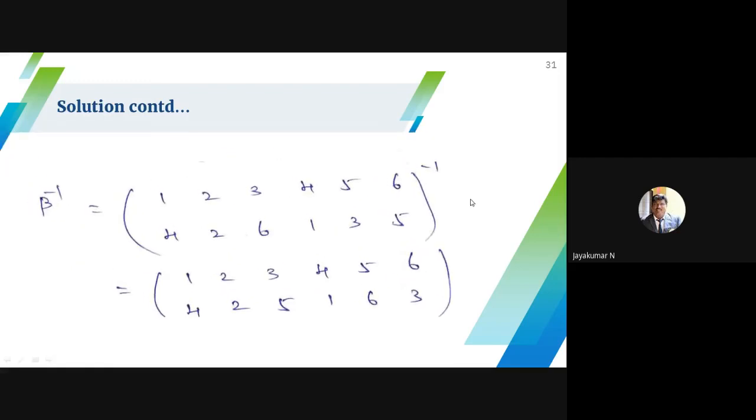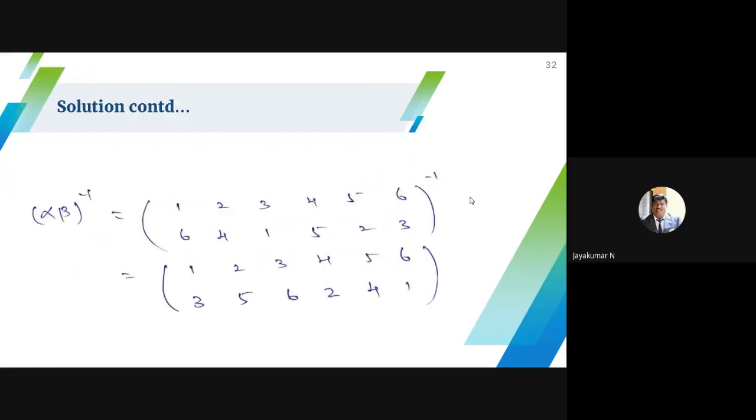Similarly, beta inverse. Okay, refer to it yourself. I will send the PDF in your Google Classroom because all are simple, elementary ones only. So alpha beta inverse means first you have to find the composition of alpha beta, then after that you have to find the inverse.